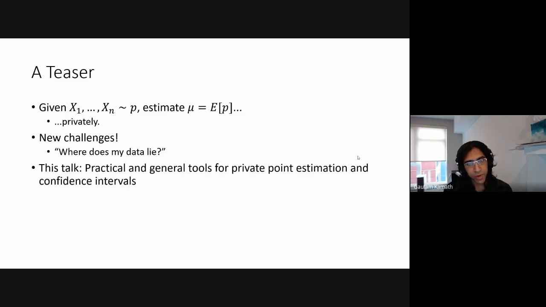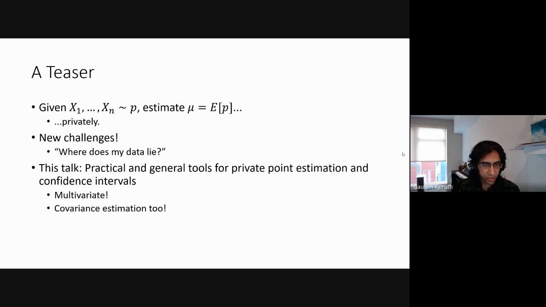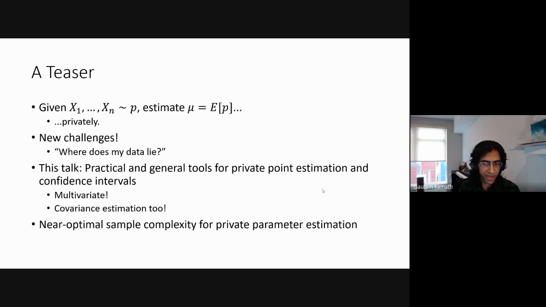In this talk, I'm going to tell you about practical and general tools for private point estimation and confidence intervals, as part of a bigger framework on private estimation. We're going to use mean and covariance estimation as vignettes, but what I'm going to describe is really more general and can probably be used for private estimation in a variety of settings. In particular, we're going to be able to do multivariate data and covariance estimation as well. And on the theoretical side, we are going to give near optimal sample complexity for many of these problems.